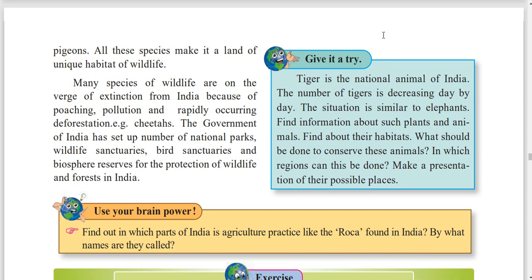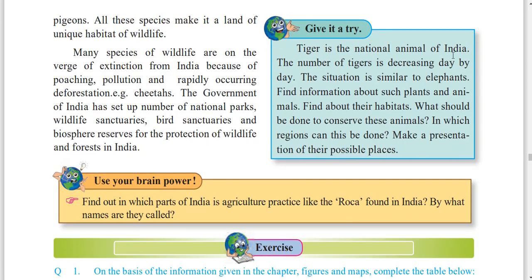Give it a try. Tiger is the national animal of India. The number of tigers is decreasing day by day. The situation is similar to elephants. Find information about such plants and animals. Find about their habitats. What should be done to conserve these animals? In which regions can this be done? Make a presentation of their possible places.